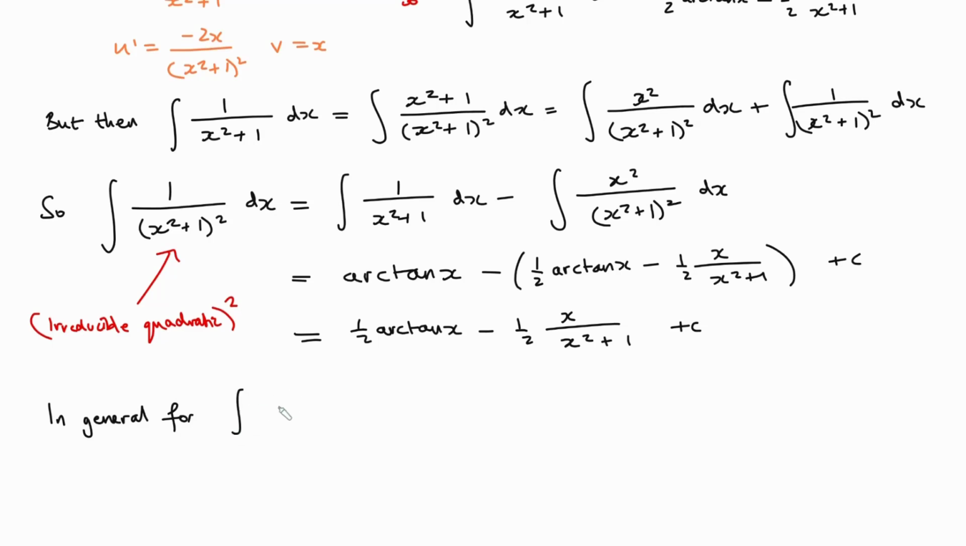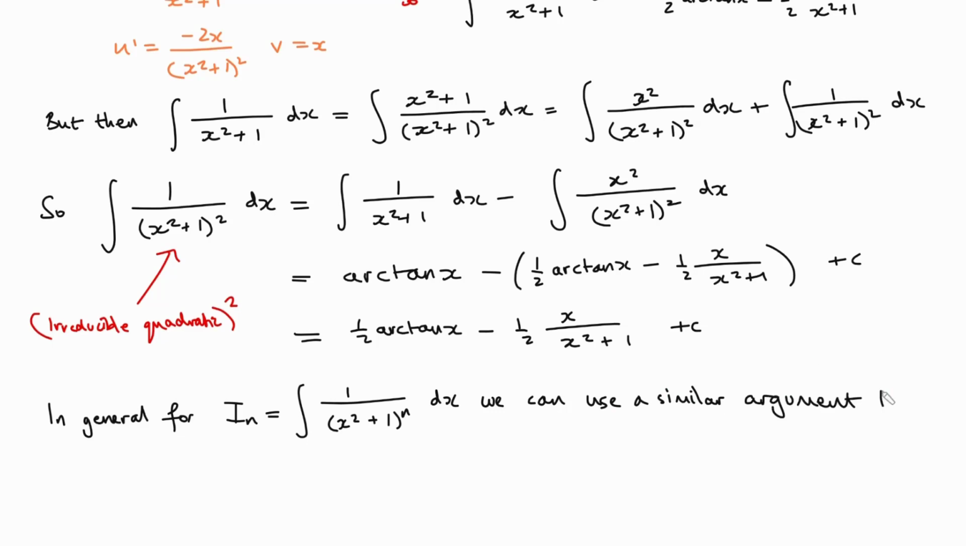And the way we would go about doing this for a higher power is that if we define In to be the integral with n as the power, so 1 over (x squared plus 1) to the power of n dx, we can use a similar argument to establish what's called a reduction formula. And again, I've made another video about reduction formulae in general that I'll link below as well.